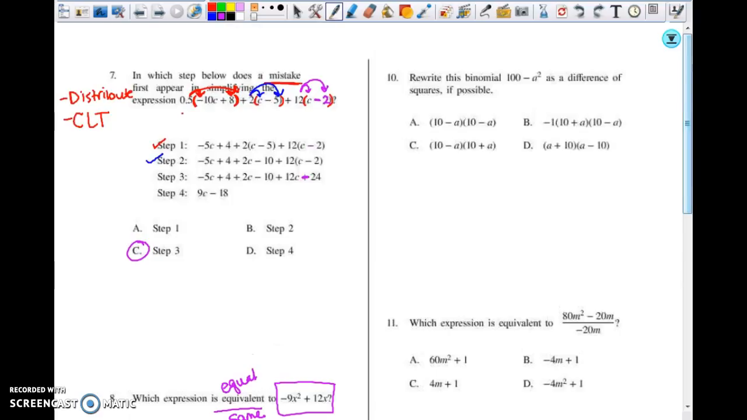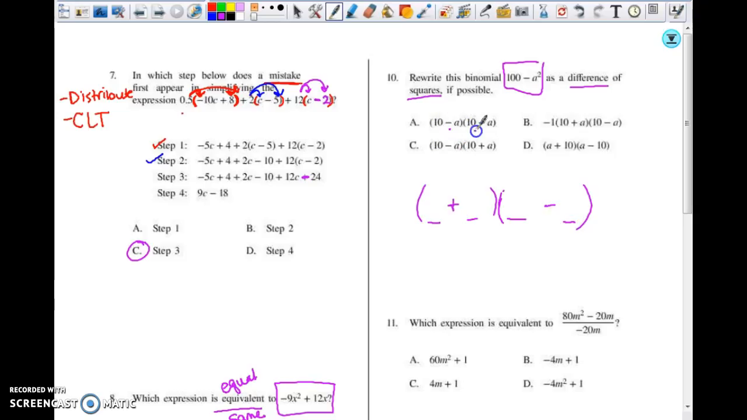Number 10, they straight up tell you, rewrite this binomial as a difference of squares. So this one, they're telling you, even though you should have still recognized it, so you know for sure. So I'm only going to set you up. You know both signs have to be different, right? What's the square root of 100? That goes there. And then how do you break up a squared? Okay, so this one you should know.